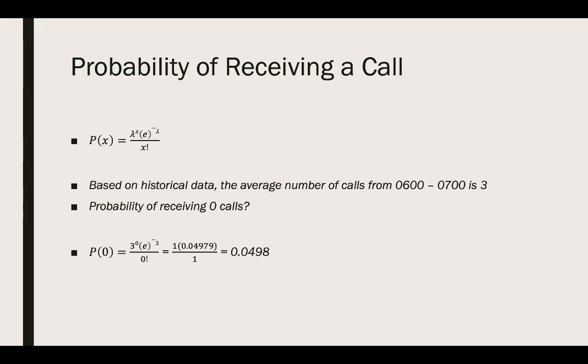Well, again, we can plug in those numbers. We've got lambda, which is 3, raised to the power of x, which is 0. Any number raised to the power of 0 is 1. On the denominator, we've got the factorial of 0. The factorial of 0 is also 1. So pretty simple calculation there. And we end up with a 0.0498 probability of receiving 0 calls, or just a hair under 5% chance of receiving 0 calls for that time period.